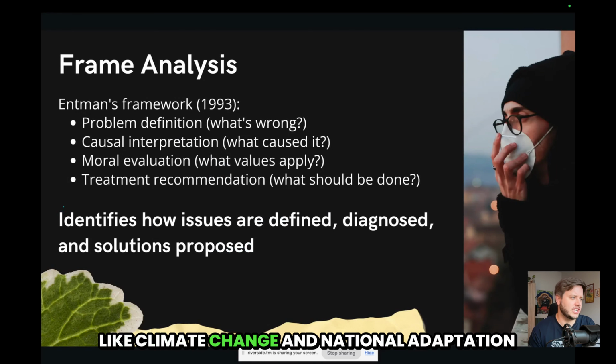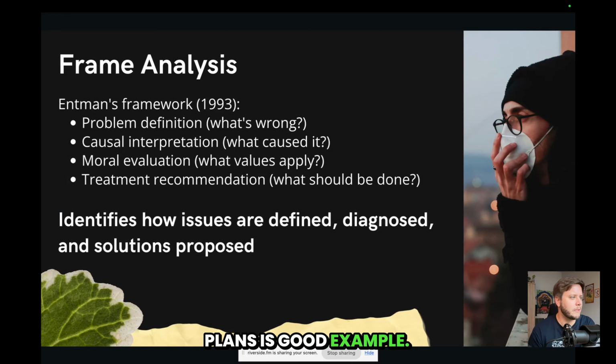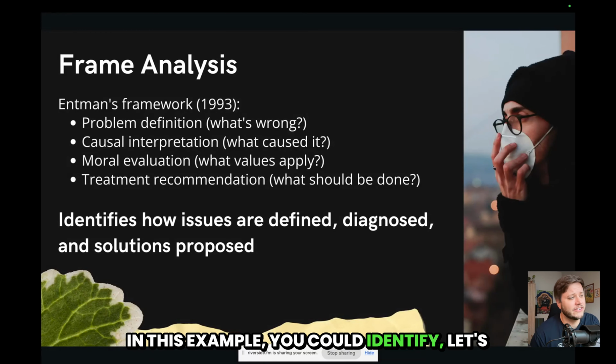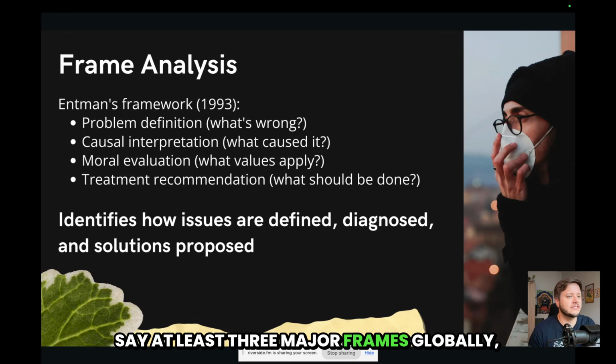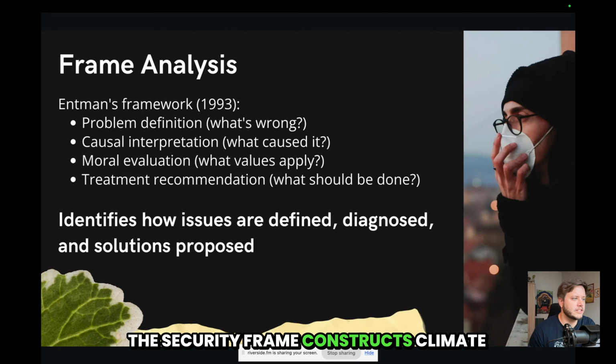So climate change and national adaptation plans is a good example. In this example, you could identify, let's say, at least three major frames globally. The security frame constructs climate change as a threat to national stability. This has some military undertones.